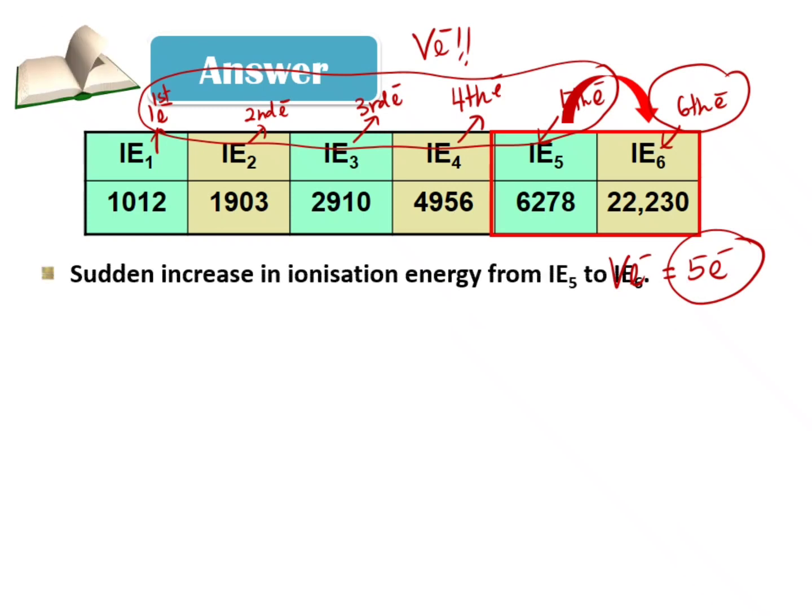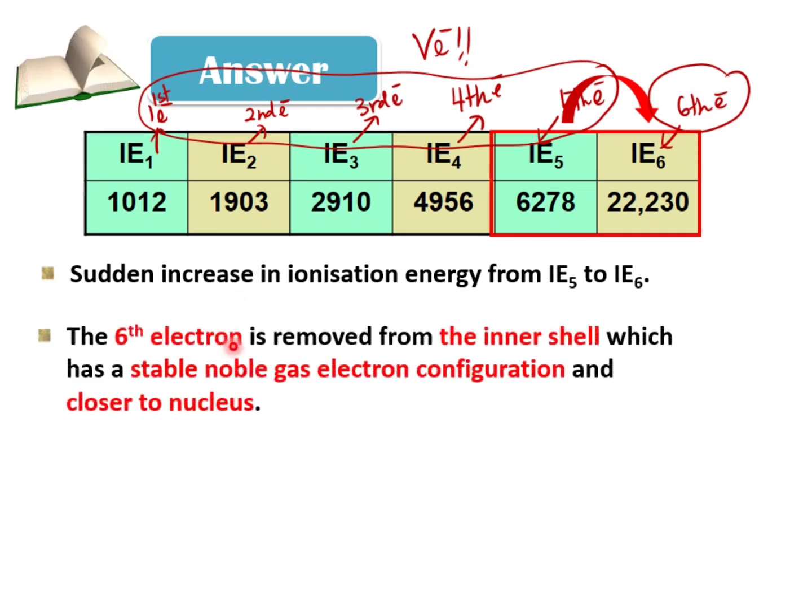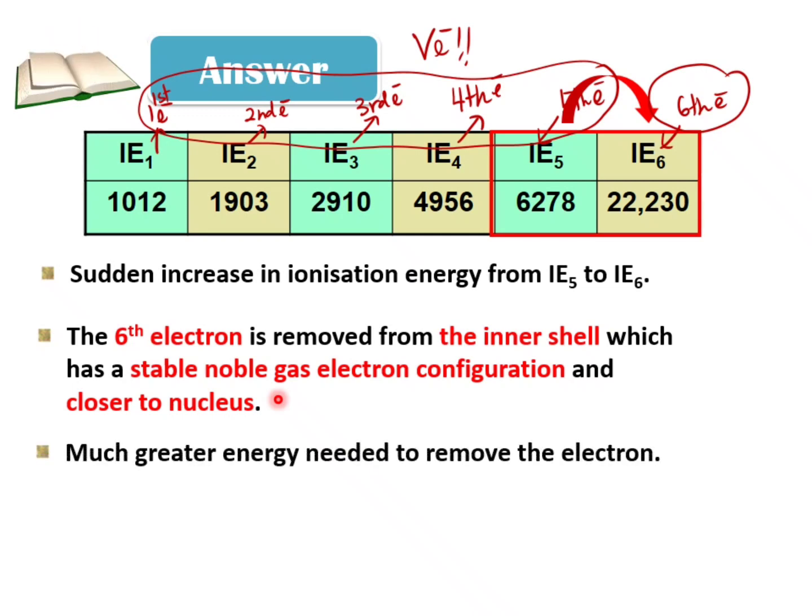So cara you nak explain, you can explain like this. Okay, so sudden increase between IE5 to IE6. Boleh nampak jelas dekat situ kan? Okay, kemudian the 6 electron removed from inner shell which has stable noble gas configuration and closer to the nucleus. So dia dekat dengan nucleus kelas. Lagi satu dia dah penuh kan? Right. So bermaksud elektron yang sebelum tu adalah valence electron. So much greater energy needed to remove the 6 electron.